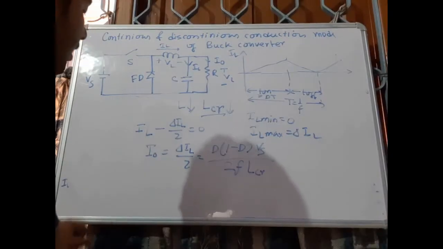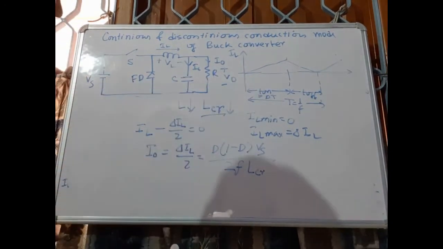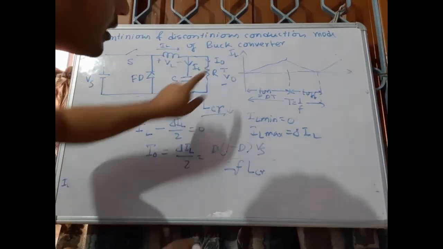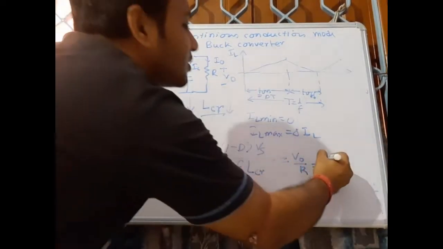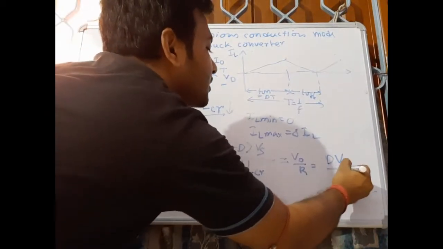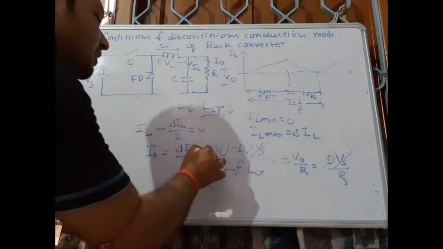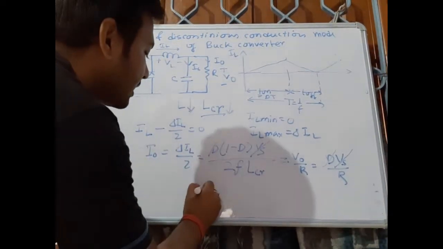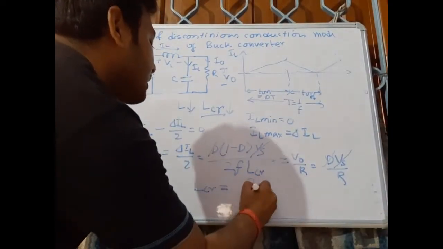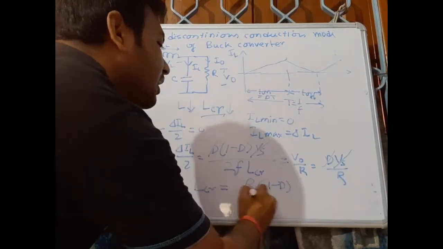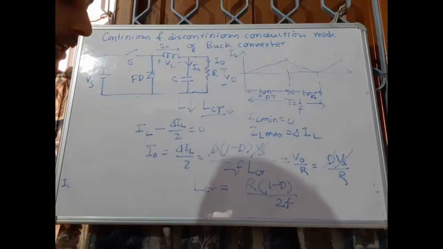Now what is V naught? I naught is actually V naught by R. So V naught by R, and what is V naught? V naught is D of Vs divided by R. Now we can cancel this Vs and D here, and we will have LCR is equal to R into 1 minus D divided by twice F. So this is the value of the critical inductor.